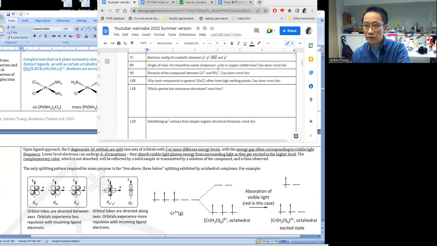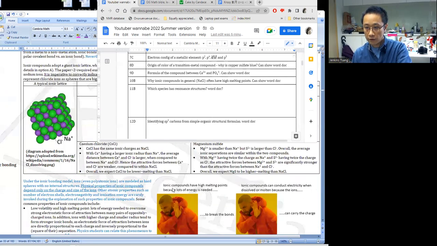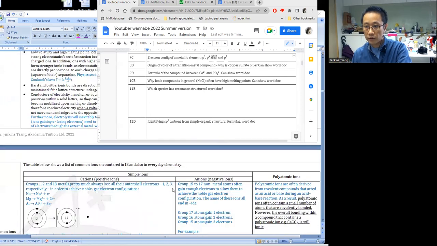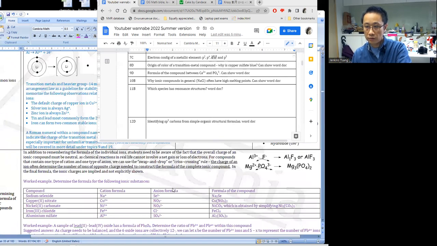Moving on, question 9. Formula of the compound between calcium ions and phosphate ions. This is a fairly basic situation of determining the formula of ionic compounds, and the simple rule is just using crisscross. So my notes has the magnesium phosphate example. And by the way, the name of the compound is calcium phosphate.